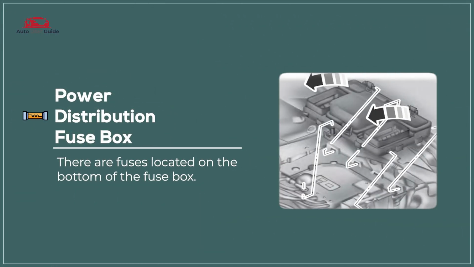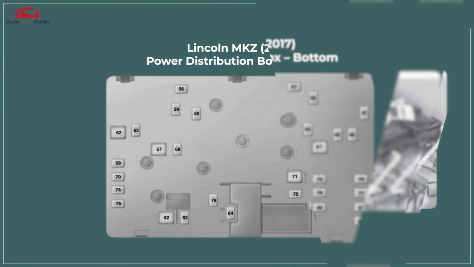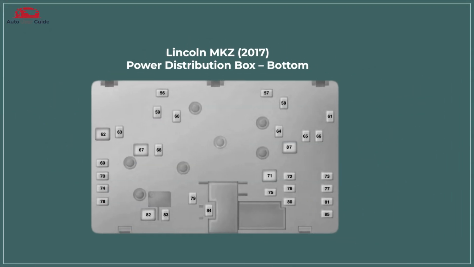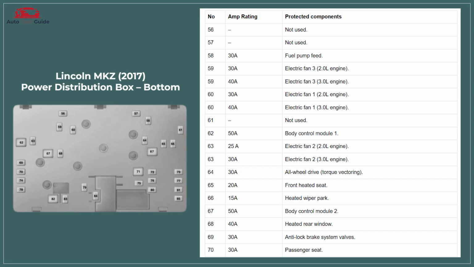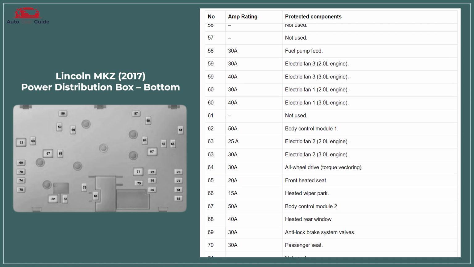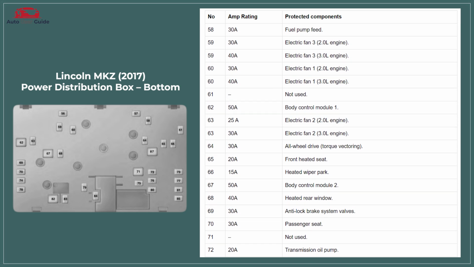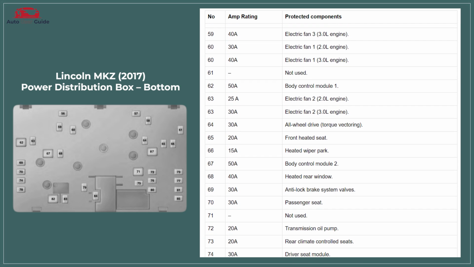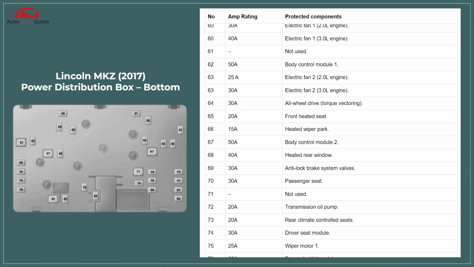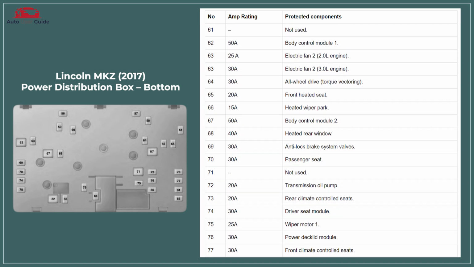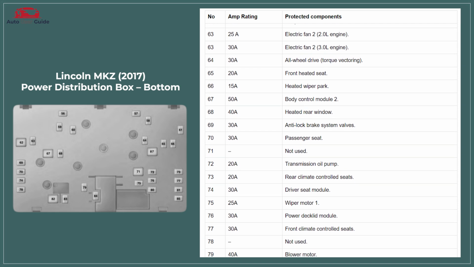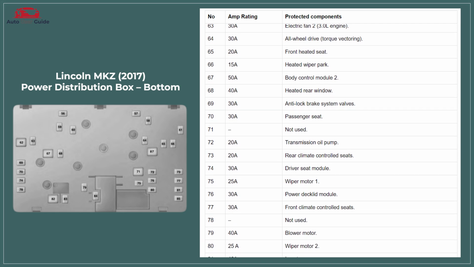Power distribution fuse box. The power distribution box in the 2017 Lincoln MKZ is located in the engine bay and protects key systems like the powertrain control module, ABS, and cooling fans. It features both top and bottom fuse panels, accessible by releasing latches and pivoting the box outward.